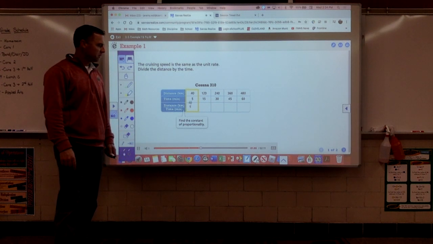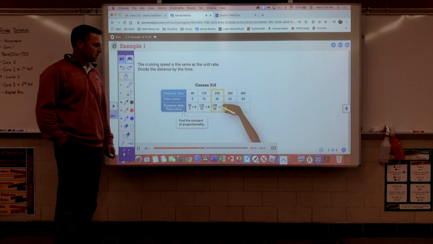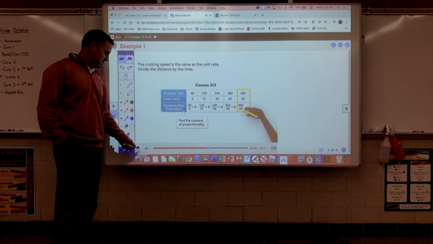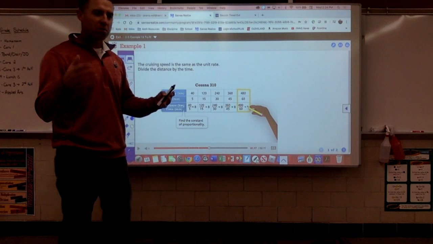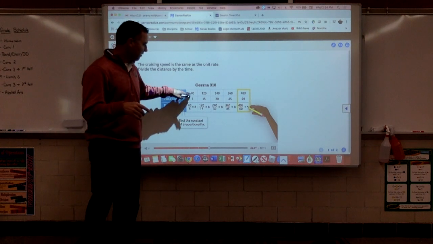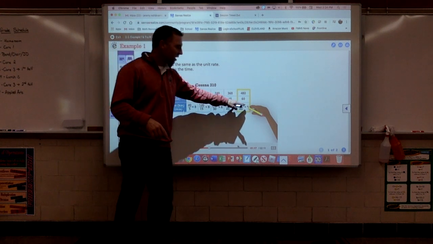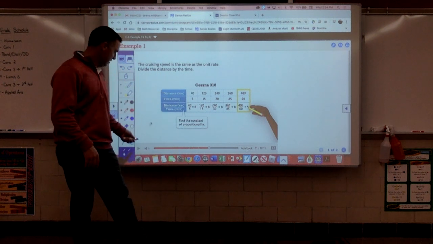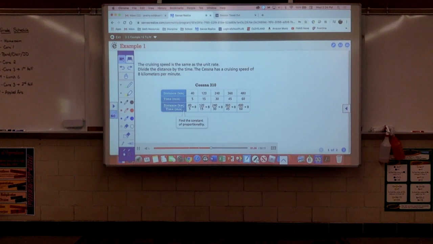In each column, the constant of proportionality is 8. The key thing to think about in this situation: anytime it's proportional, if we take what's called the y value divided by the x value, it will always come out to be that same value. That's what determines that it's a proportional situation. So the Cessna's cruising speed is 8 kilometers per minute.